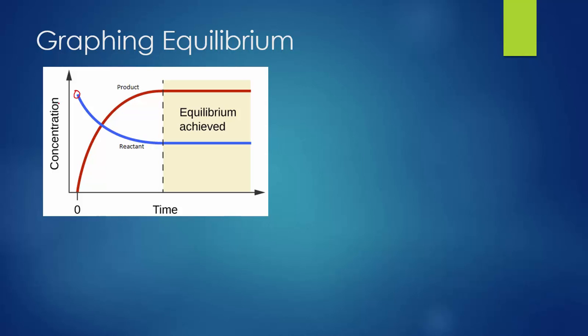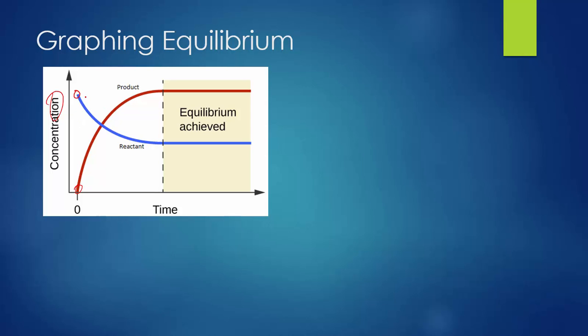So we start with lots of reactant, the concentration is high, and very little product, concentration is low. This isn't always the case. We could have started with lots of product and a little bit of reactant, and the same thing will happen. We will get equilibrium achieved because the reverse reaction will occur until we reach equilibrium. So this is just one example, but they don't always start like this.